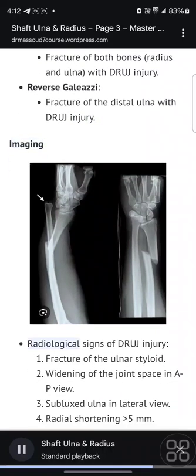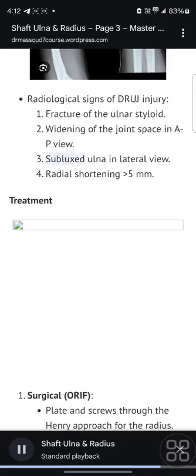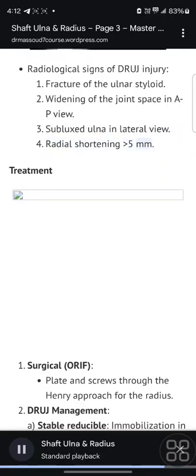Imaging. Radiological signs of DRUJ injury. Fracture of the ulnar styloid. Widening of the joint space in AP view. Subluxed ulna in lateral view. Radial shortening greater than 5 mm.